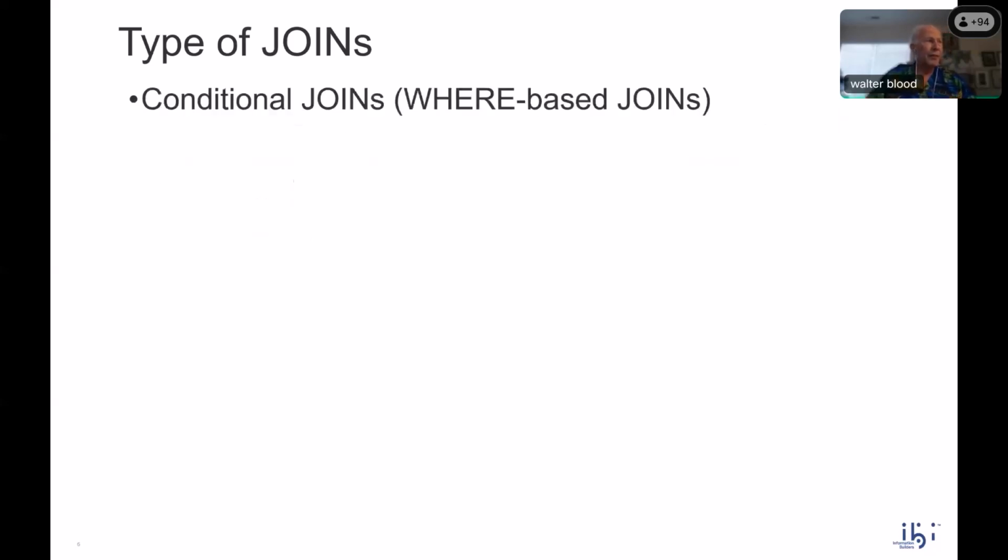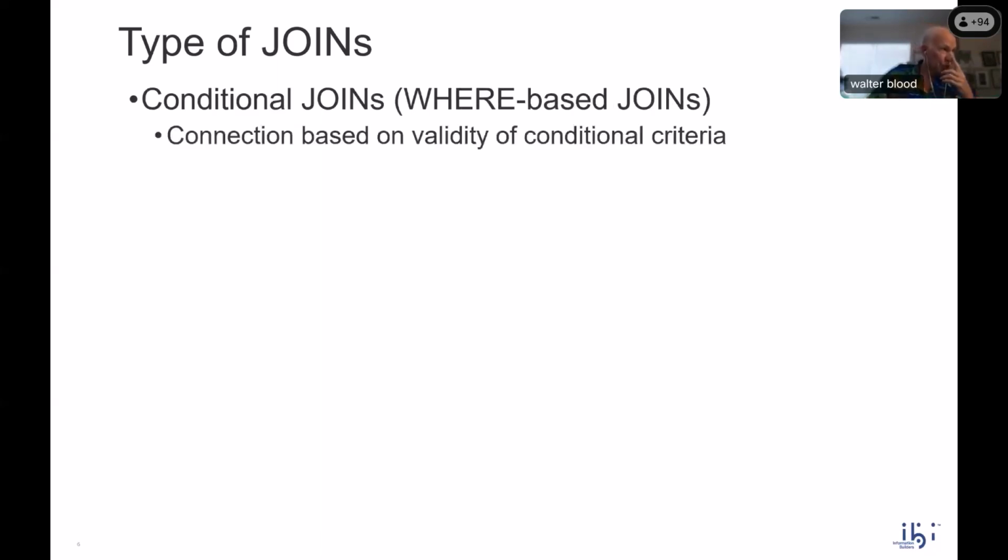Finally, we have something called a conditional join, also known as a where-based join, and these don't require any relationship at all. I can join things with my where-based join, and they don't have to have anything in common. The connection is based on the validity of the conditional criteria. If the conditions I specify are true, then the join is considered valid and the data is returned. If not, it's not.